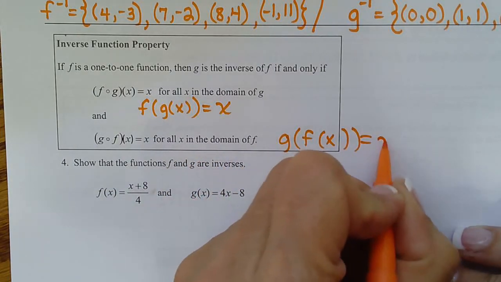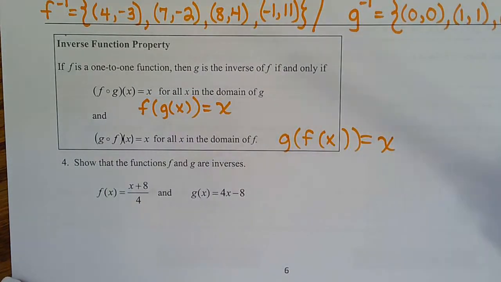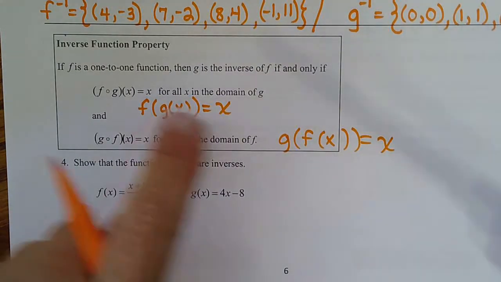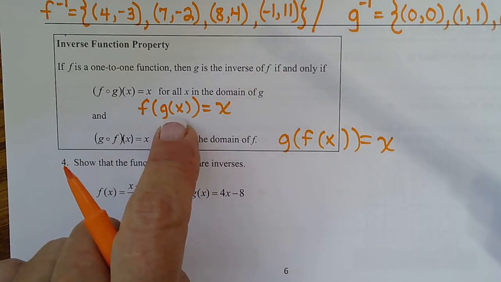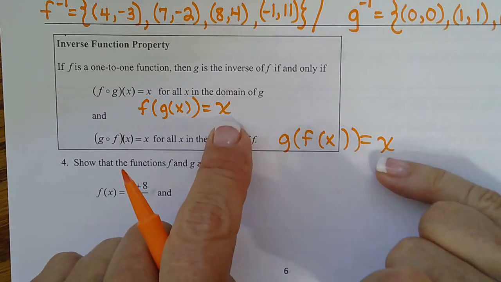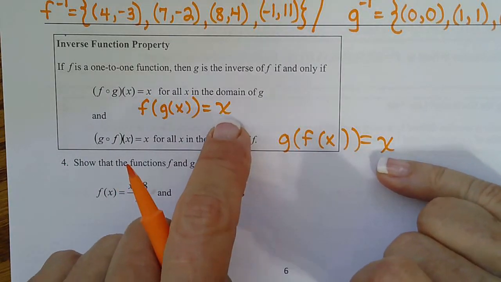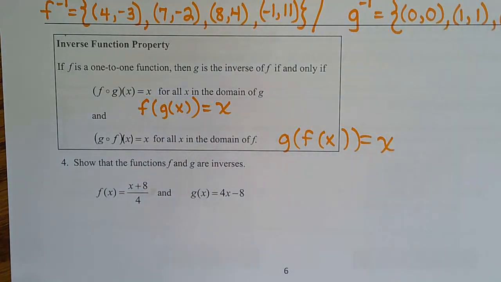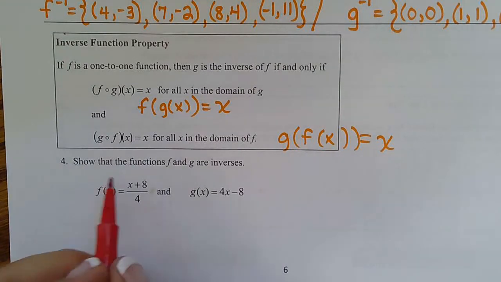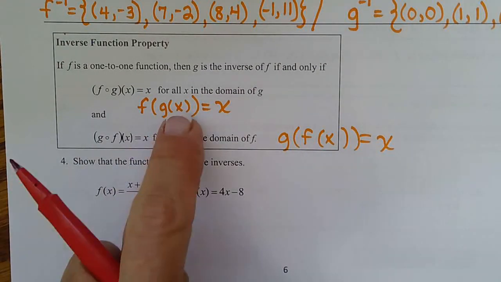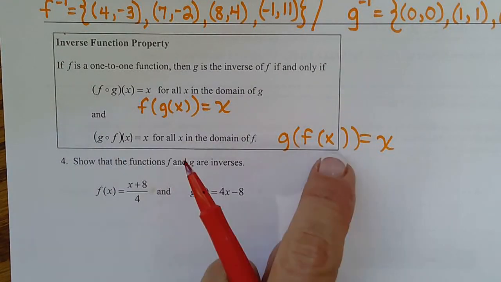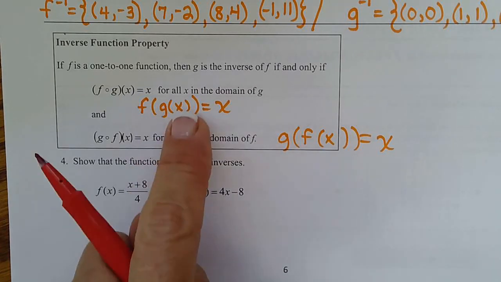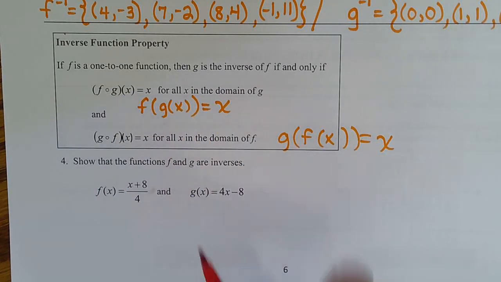And you do this in your next class, so you do have to remember these rules. When they're inverses, when you do their composition, each of them will give you x. If only one gives you x, then they're not inverses. If they both give you x, then they are inverses. So let's see what that looks like. It says show they're inverses. So these are the two things I need to show. I need to show when I plug G into F, I get X, and when I plug F into G, I get X.